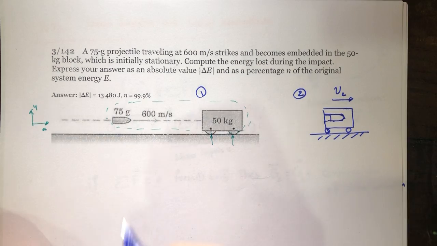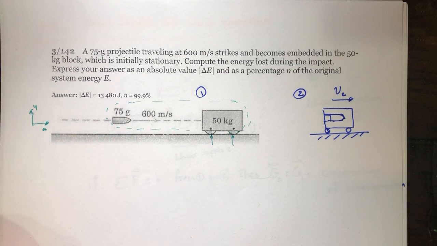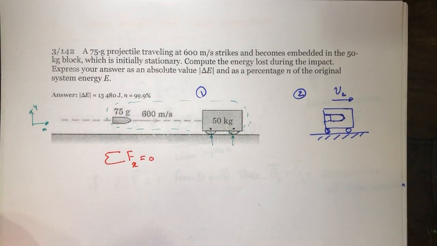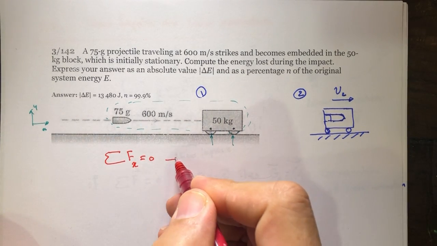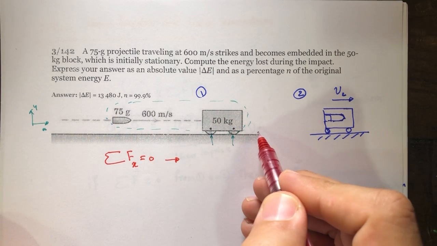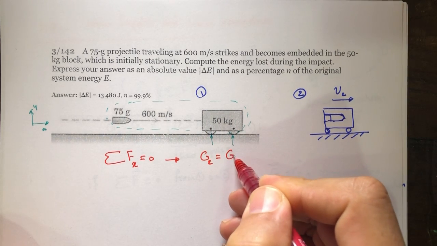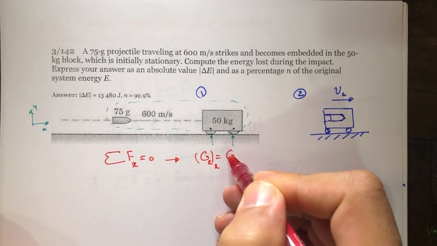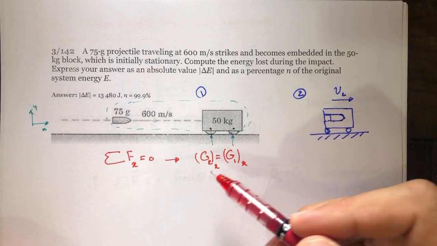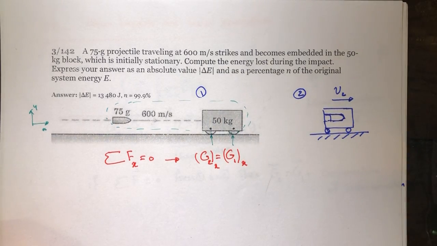So for our system, which is the combination of the bullet and the box, the sum of the forces in the x direction is equal to 0. And the meaning of this, based on what we just learned, is that the linear momentum in the x direction is not going to change. So G2 is going to be equal to G1 in the x direction. This index x means in the x direction. In the y direction, there is no velocity. We have the same equation for the y direction too, but that's going to be 0 equal to 0 because there is nothing in the y direction.